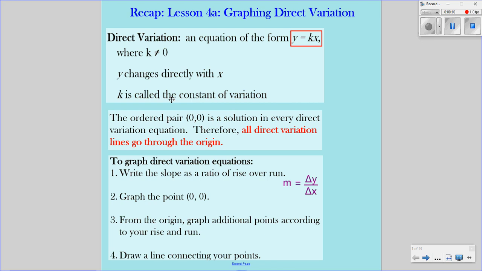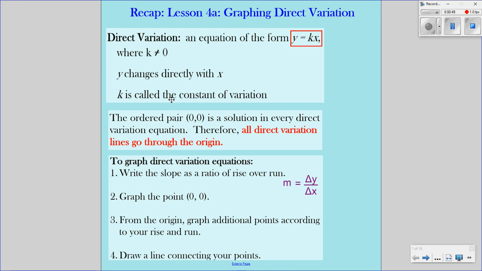Before we go into that, we're going to review Lesson 4A, which was graph and direct variation. You learned that a direct variation will be in the form of y equals k times x, where k is not equal to 0. K is called the constant of variation, and y changes directly with x. What makes a direct variation equation different from other linear equations is that it passes through the point (0, 0). Every direct variation equation always goes through the origin.